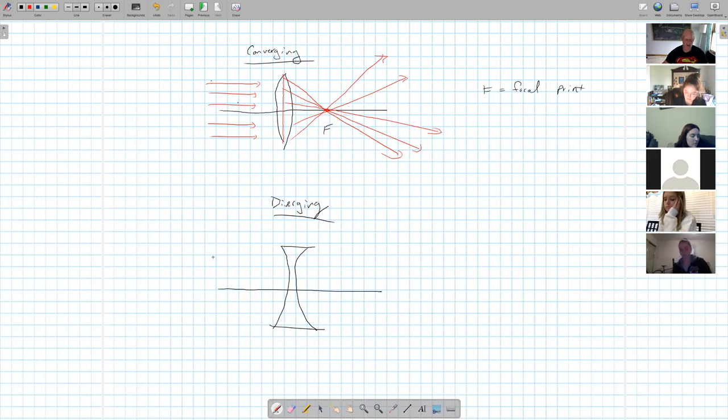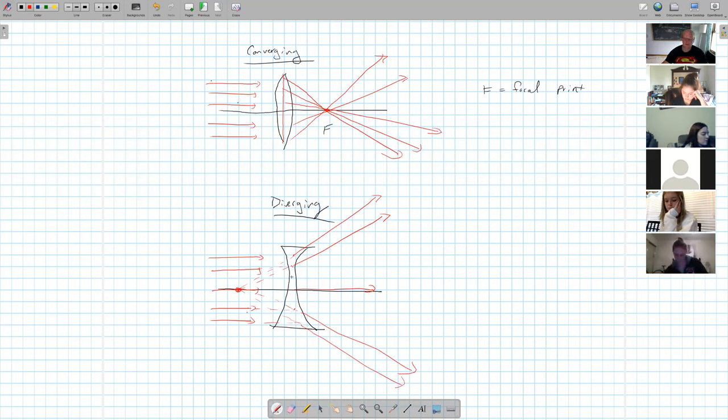A diverging lens, what happens in that case, again, is if I send light parallel to the principal axis. So what happens in this case then is the light actually diverges outward, so it spreads out, but it spreads out as if it all came from a single point on the backside of the lens. So what will happen is this ray here, this one will diverge outward this way. This one will diverge out this way. This one will actually just keep moving straight. This one will diverge out like this. And then this one will diverge out this way, okay?